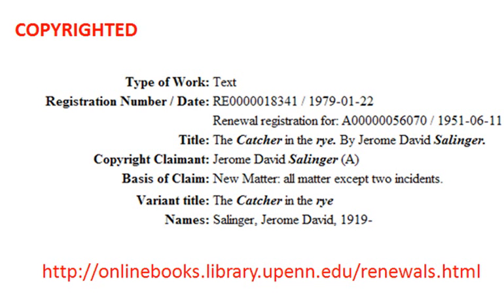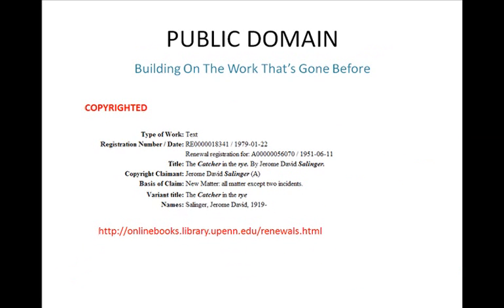You can find out a lot more about this and how to do the research and what the returned information looks like, what it means to you, at onlinebooks.library.upenn.edu/renewals.html. Make a note of that. It'll be up on the Web Seller Circle when we put this up, and we'll have it as a clickable link below the video, so you'll be able to find it again.